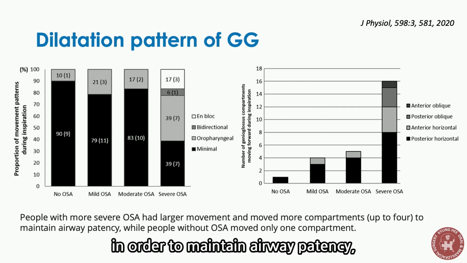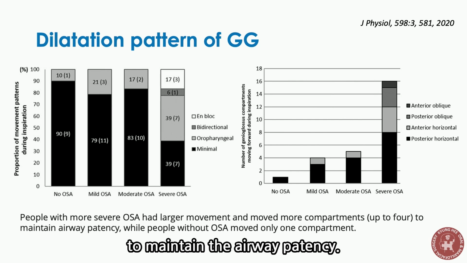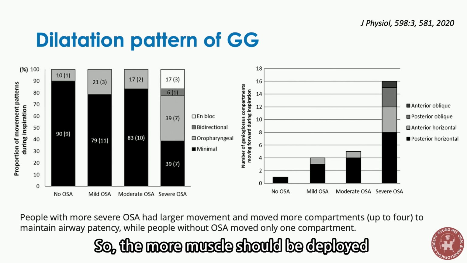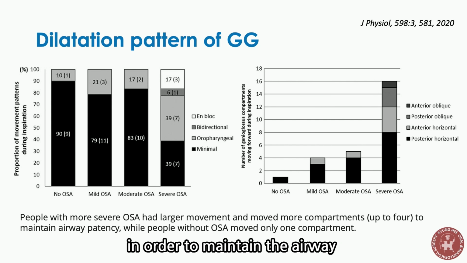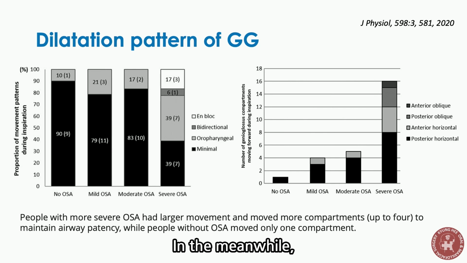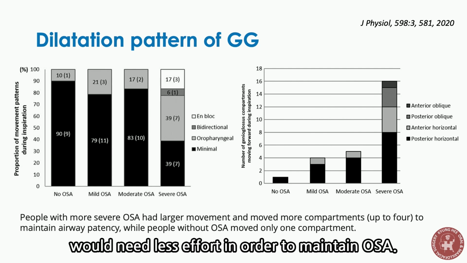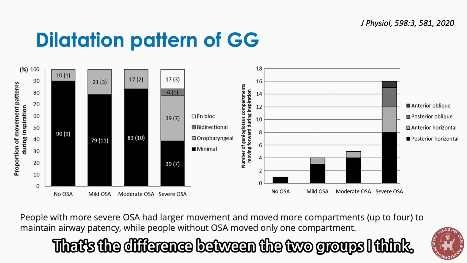In order to maintain airway patency, I think an OSA patient would need more effort to maintain the airway patency. So more muscle should be deployed in order to maintain the airway, and more movement would be necessary. In the meanwhile, people without OSA moved only one compartment. So people without OSA would need less effort in order to maintain the airway. That's the difference between the two groups, I think.